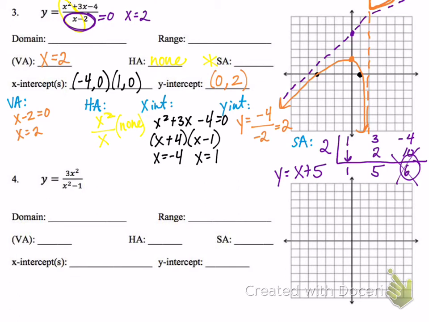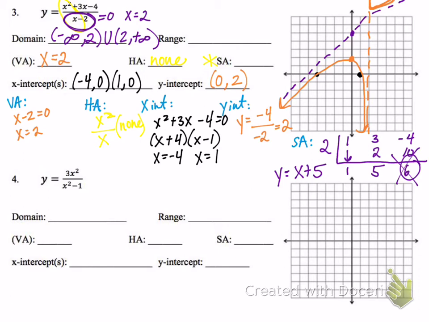And so if I were to find my domain and range of this, my domain is going to be from -infinity to what? Where does it stop? At my vertical asymptote, which is 2, union 2 to +infinity. But my range is a little bit different.